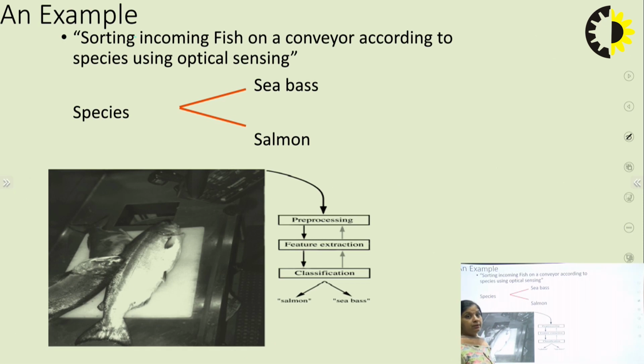So let us try to understand with an example. Here we have taken the example from a book of pattern recognition. In this we have a classifier. We are designing a classifier with two species, sea bass and salmon. So we are sorting incoming fish on a conveyor according to species using optical sensing. It means we will sense the fishes. These are the fishes on the conveyor belt. We can see from here that the fishes are overlapping in some part.